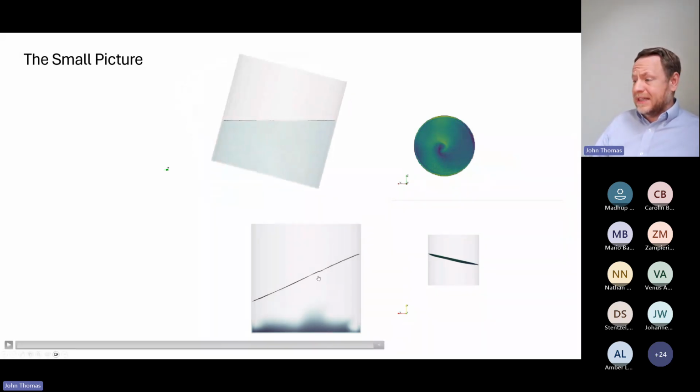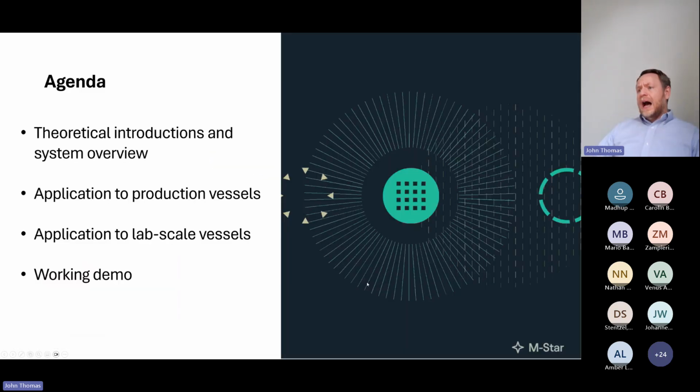We've got to have good strategies for bridging free surface transfer in these different types of systems. With that teed up, I'm going to be speaking to a little bit of a theoretical introduction, how we might approach these things. I'll talk about production vessels, lab scale vessels, and do a working demo. So again, the agenda slide, I don't think a good talk needs an agenda slide, but nonetheless, there it is. There's our roadmap for where we're going today.